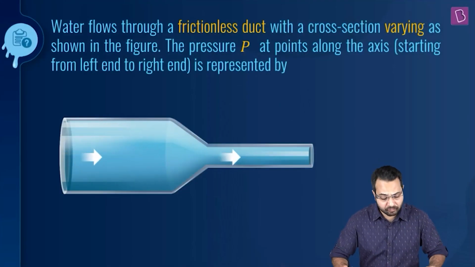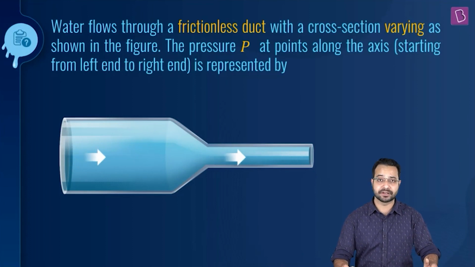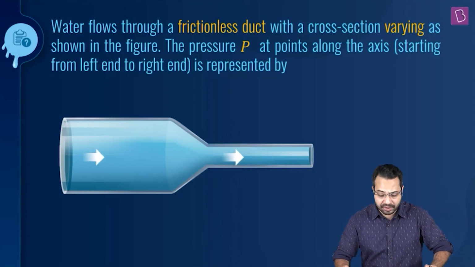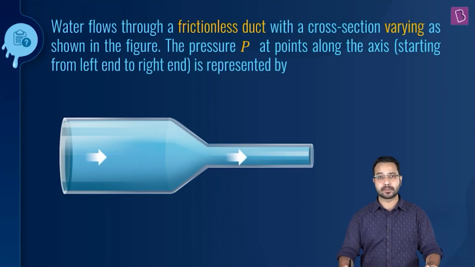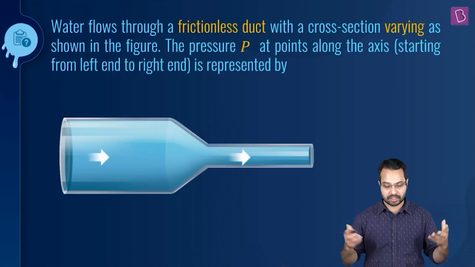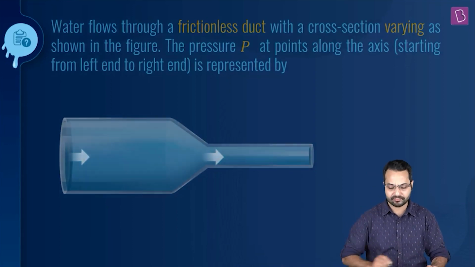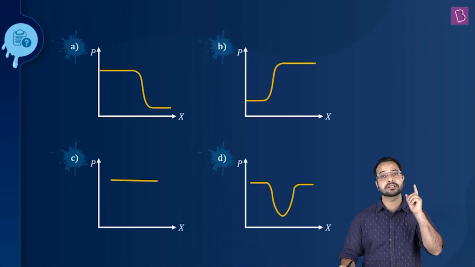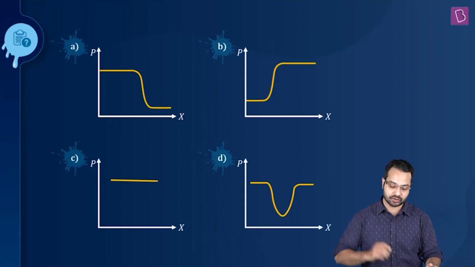The question is, water flows through a frictionless duct with a cross section varying as shown in the figure. The pressure P at points along the axis starting from left end to right end is represented by. Alright, so a fluid, as in water, is flowing through this duct which has variable cross section, and we have to figure out what is the variation of pressure with the horizontal displacement. So we have to choose which of these graphs would be the correct representation.